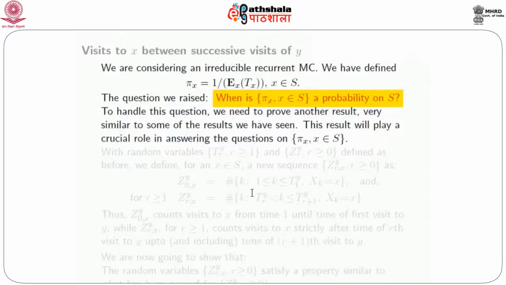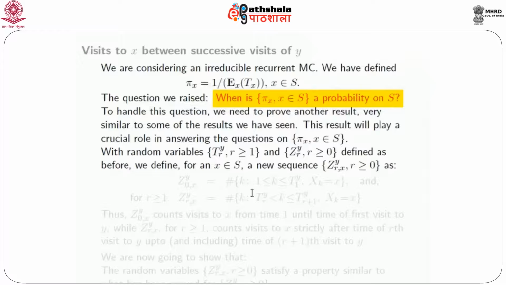This result will play a crucial role in answering the question that we just asked about the numbers pi x. So remember the random variables T_r y for r greater than or equal to 1 and Z_r y for r greater than or equal to 0, which were defined earlier. The T_r y's were the successive visits to y, and the Z_r y's were the gaps between these successive visits. This was for a fixed state y. Now we define another sequence, but now another state x gets involved. This new sequence is going to be called Z_r^{xy}. So it depends on both the states x and y, for r greater than or equal to 0.